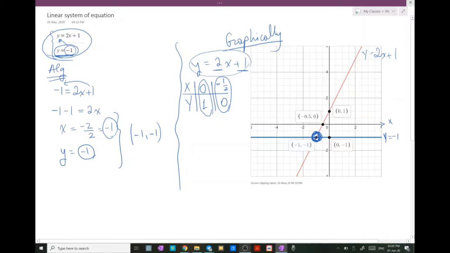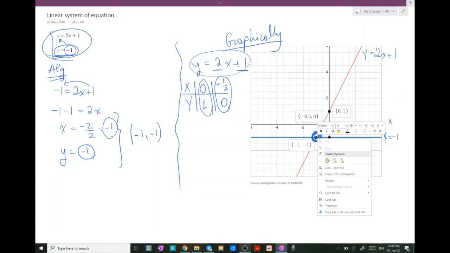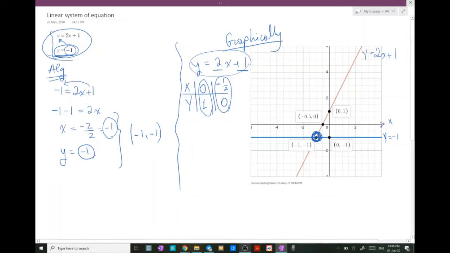So in conclusion, we have solved these two linear equations graphically by drawing the two lines and looking at their point of intersection, and we have solved them using algebra by finding the value of x, and we already have the value of y, and they both give you the same answer.